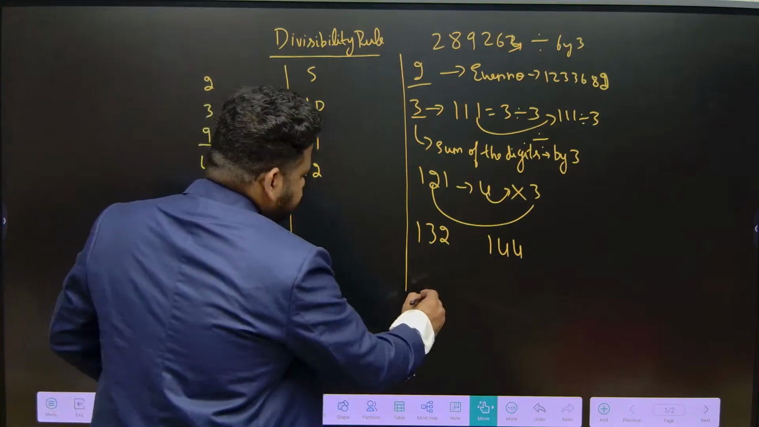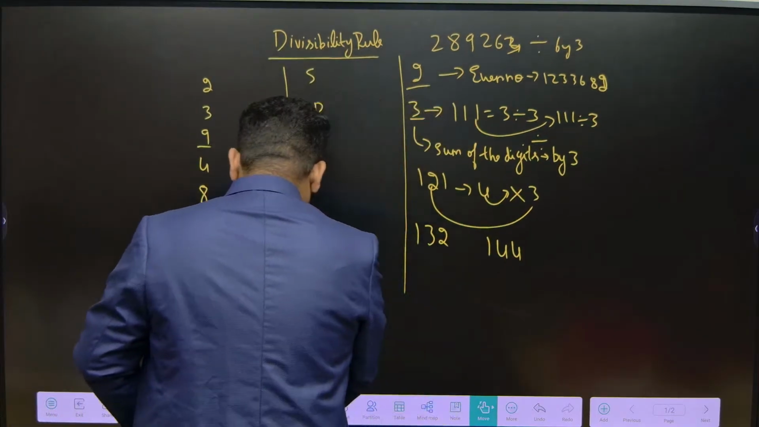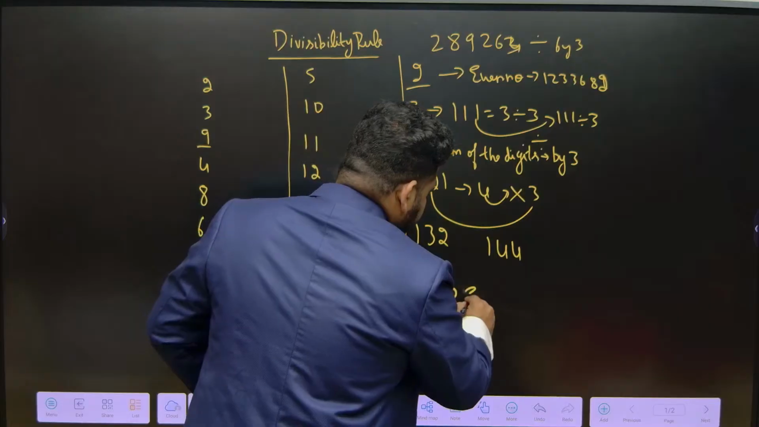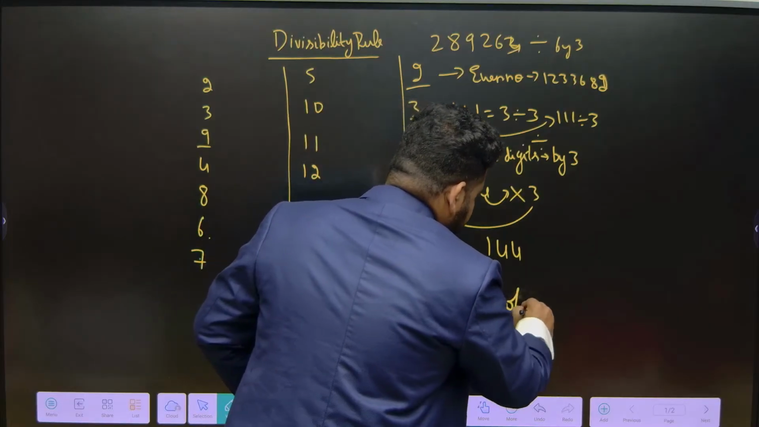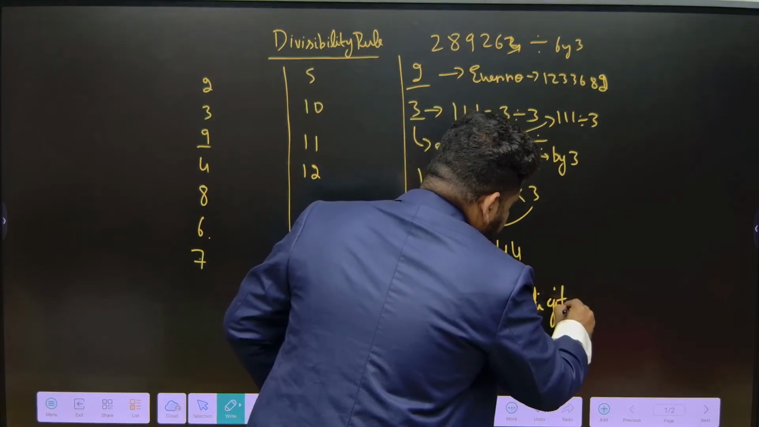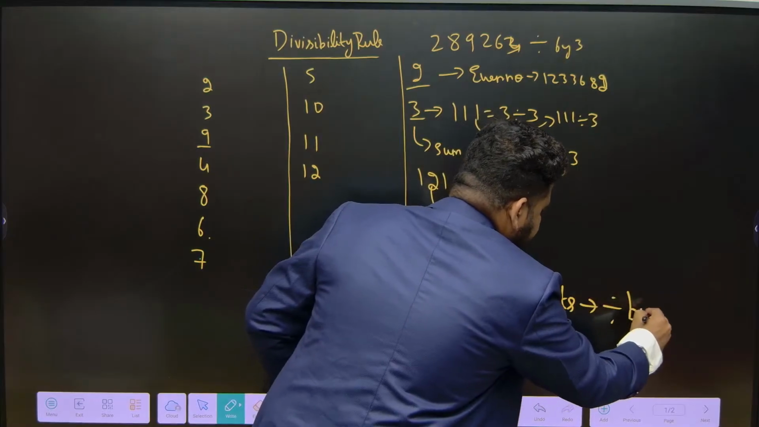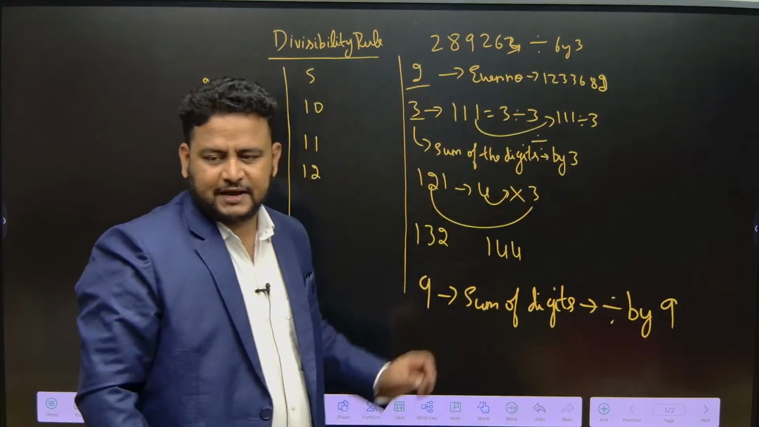Okay. We talk about 9. Here also, the sum of digits should be divisible by 9. Should be divisible by 9.